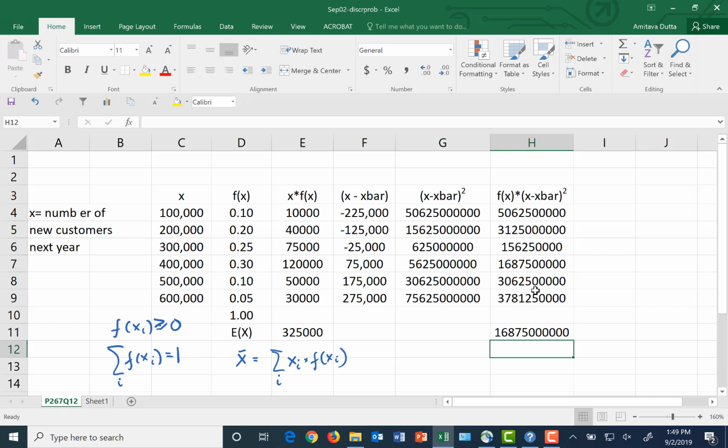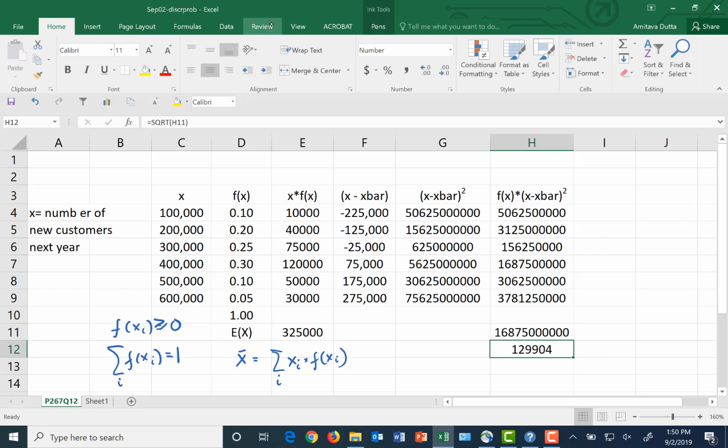Now since I squared the differences just to get rid of the sign, I have to take the square root of this number to get the units back, to undo the damage that I did in the first place. So let me take the square root of this number, and there is your standard deviation. Let me get rid of the decimal points and center it. So the standard deviation is $130,000. So I expect 325,000 new customers next year with a standard deviation of 130,000 customers.